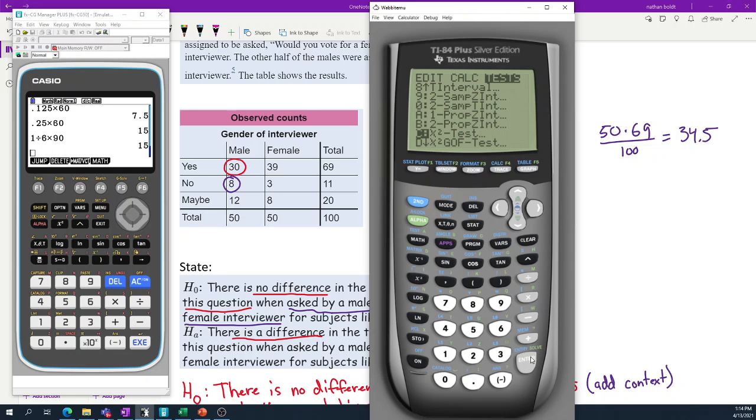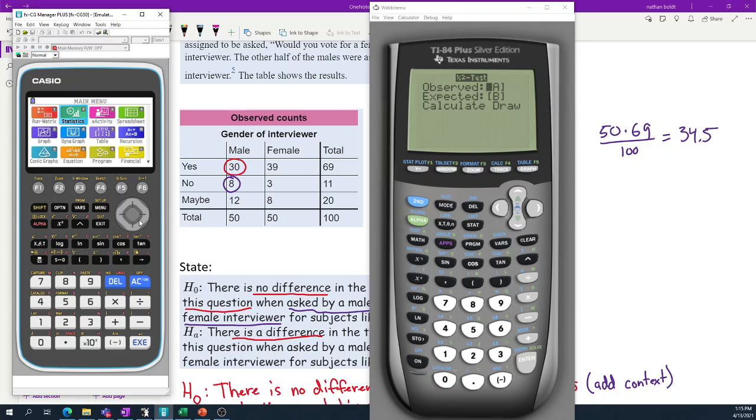Do we go on stats? Yeah, stats, then tests. Yep. And then same thing on the Casio. You go stats, test, chi, and then the two-way table is the one you want. The two-way right there. So it asks, hey, where are the observed? We put them in matrix A. If you chose something other than matrix A, you've got to put something else there. But I just put them in A, and that will make things easy on you.